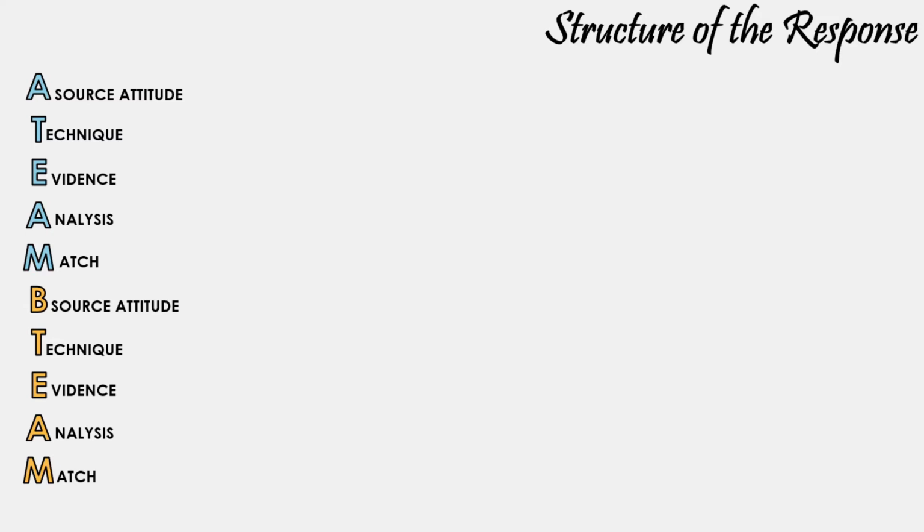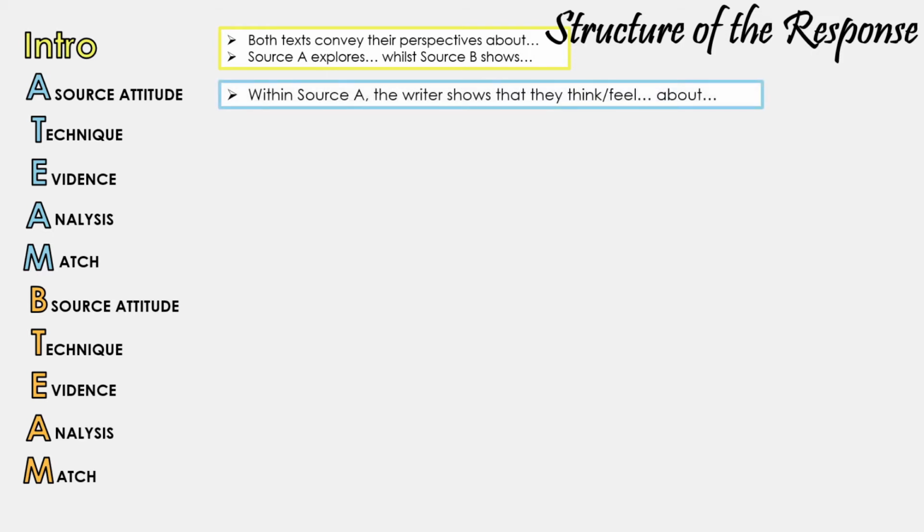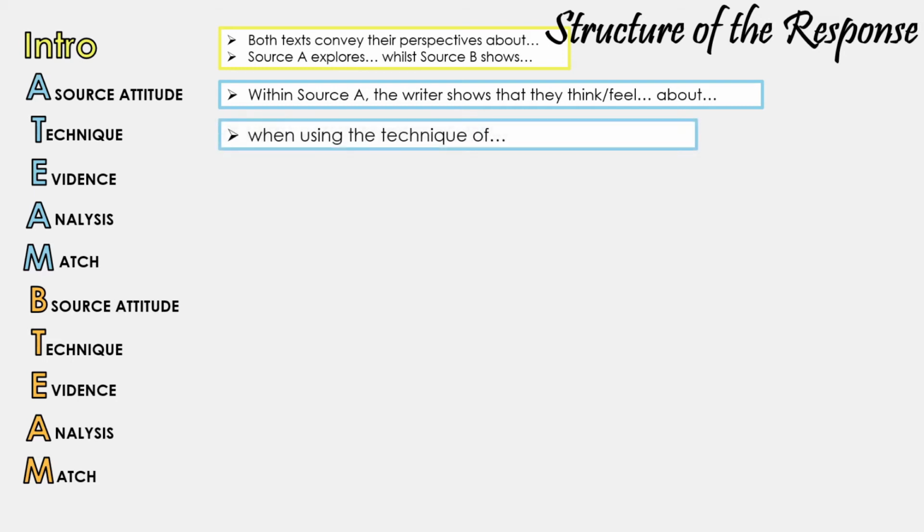So let's go through how we actually answer it. First off, start with a very simple introduction that frames your answer in relation to the question. Show that you understand what both texts are about and that you understand the writer's perspectives. Then we get into the answer. Start off with source A. What is the writer of source A's attitude? So in our example question from the previous slide, this will go, within source A, the writer shows that they feel shocked and horrified about the murder of Emmett Till when using the technique of emotive adjectives.